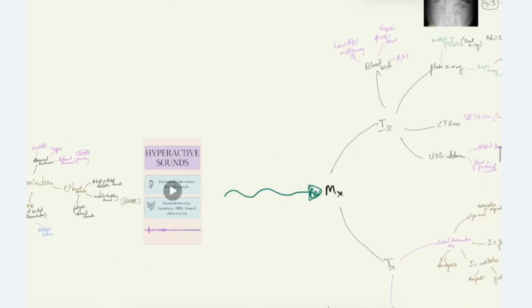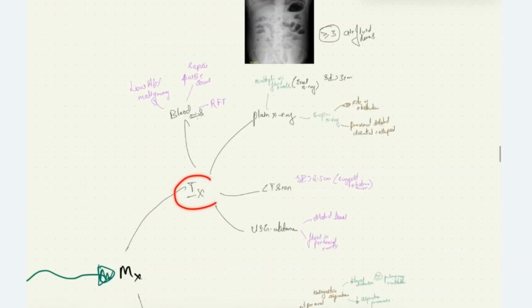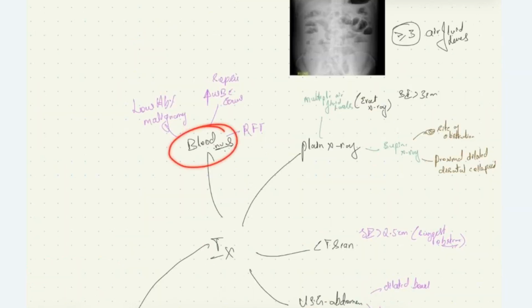Then we have investigation findings. First, we have blood investigations. On blood investigation, the hemoglobin level can be low if the patient has malignancy as the cause for intestinal obstruction. The WBC count may be increased if the patient has developed sepsis. The renal function test can be impaired if the patient has acute renal failure secondary to intestinal obstruction.